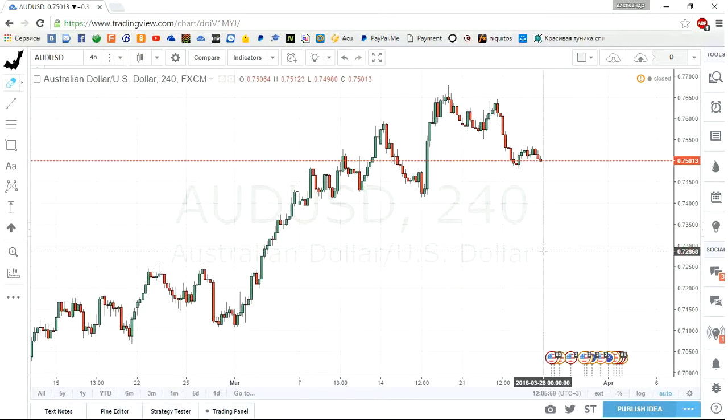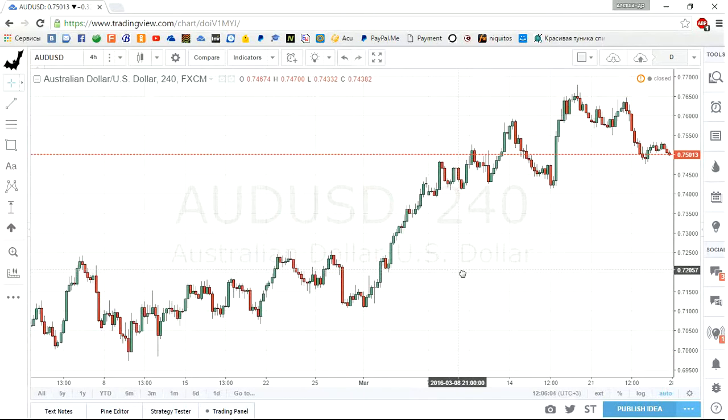This is the chart for today. It is Aussie dollar 240. I briefly looked at dailies and I didn't find any good examples for you, so I decided to take that 240 as an explanation. Okay, that would be nice.